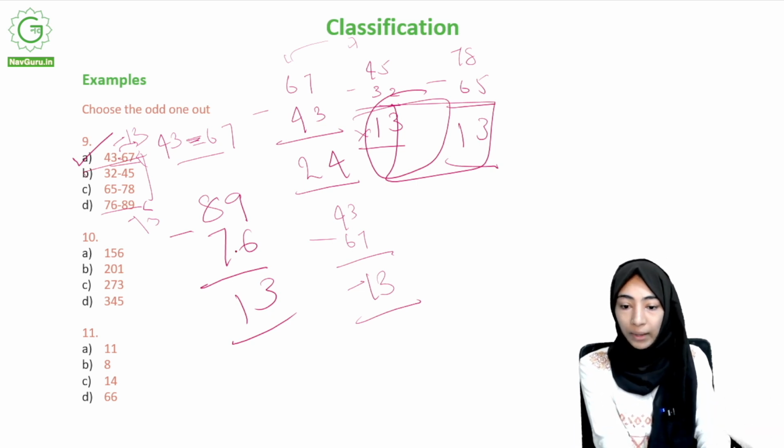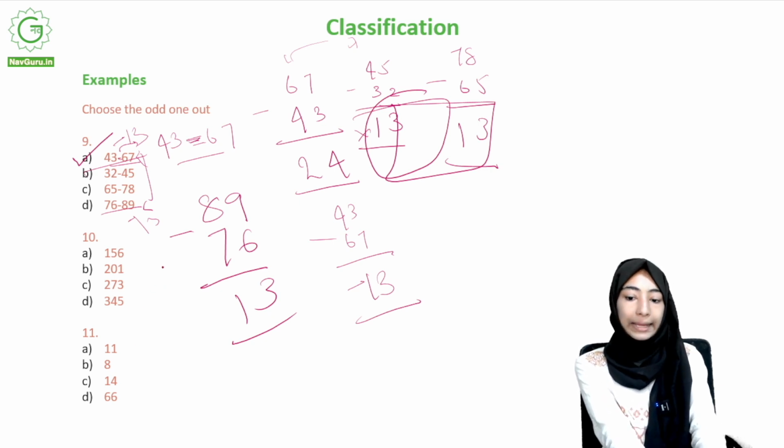Moving on, 156, 201, 273, 345. Again, order even works. 156 is the only even number. All three are odd, right? So, because it is even, this works.